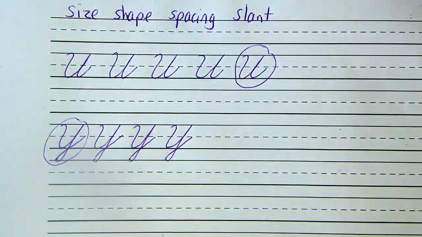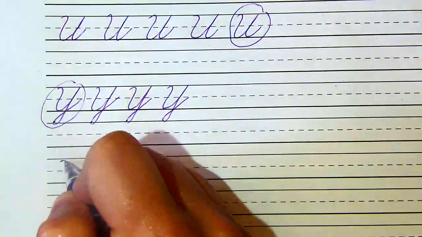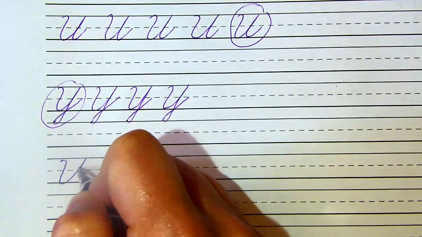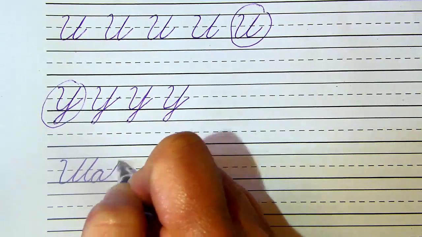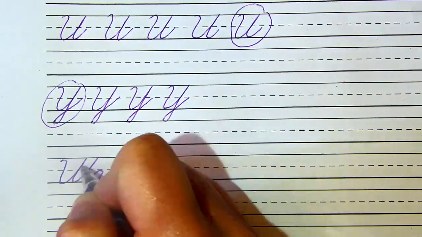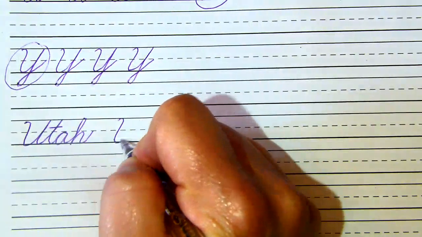Now that we've practiced the uppercase letters on lined paper, it's time to write some words. You can write the name of a state. Let's see if you can read this. Curve forward, up to the top line, retrace your steps, and because a U ends with an undercurve, it does connect. Utah.